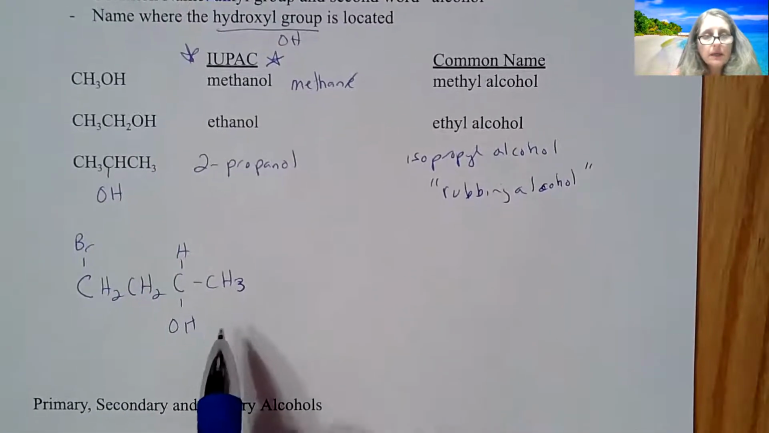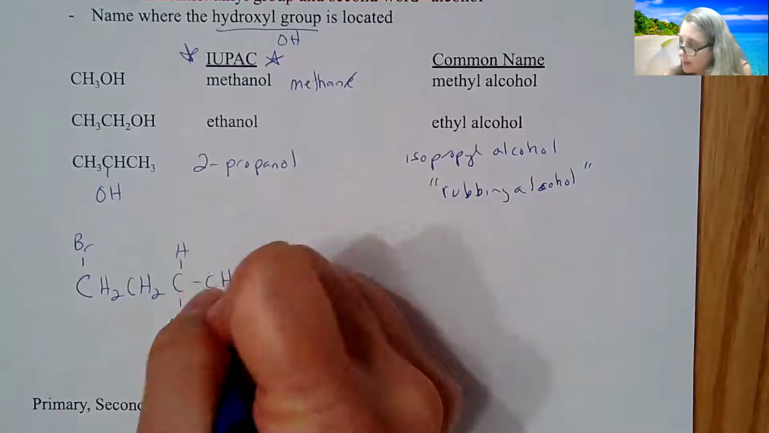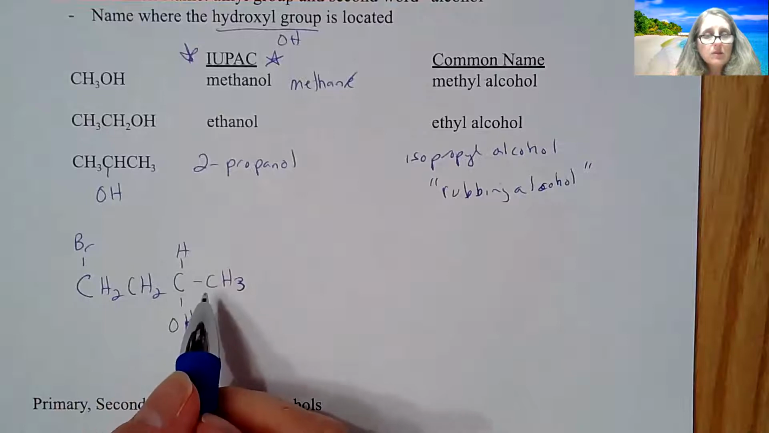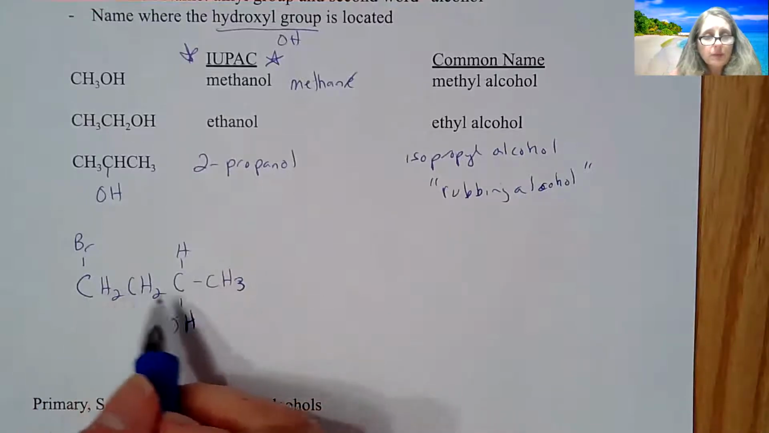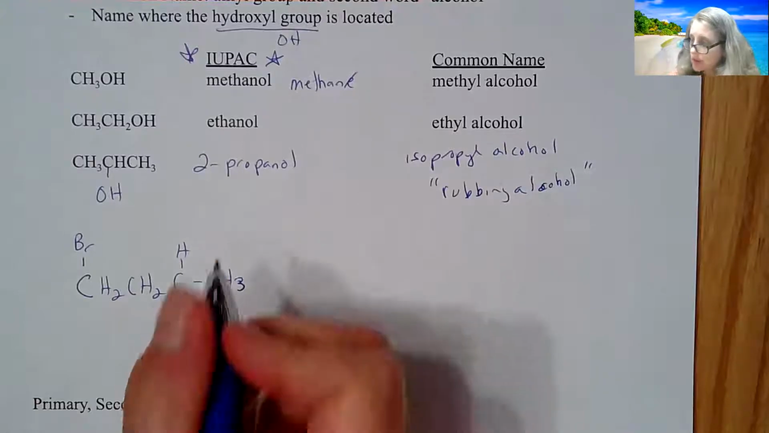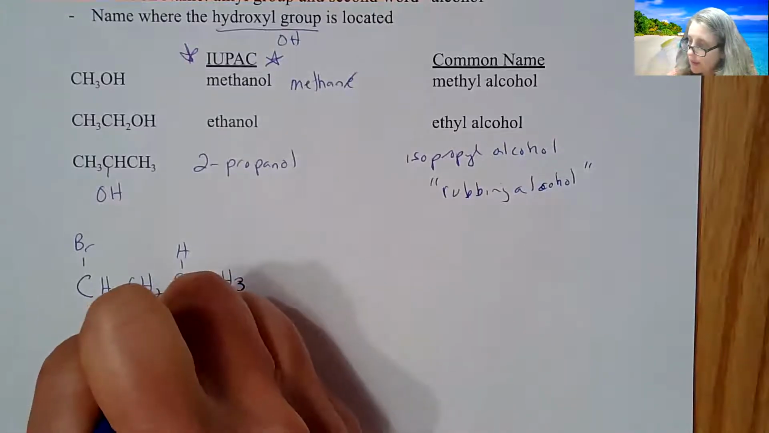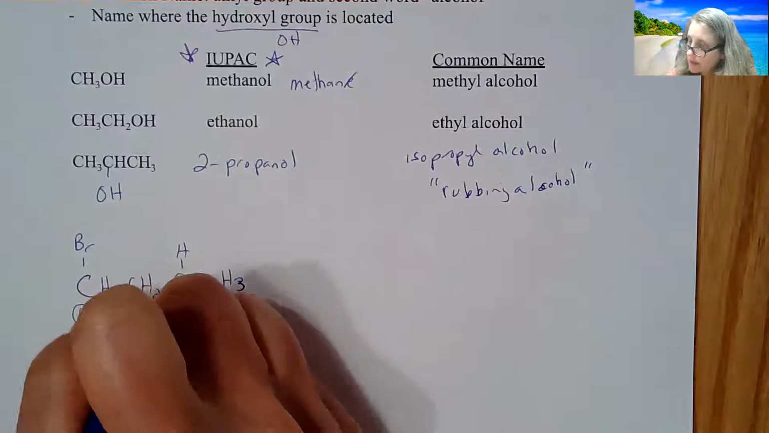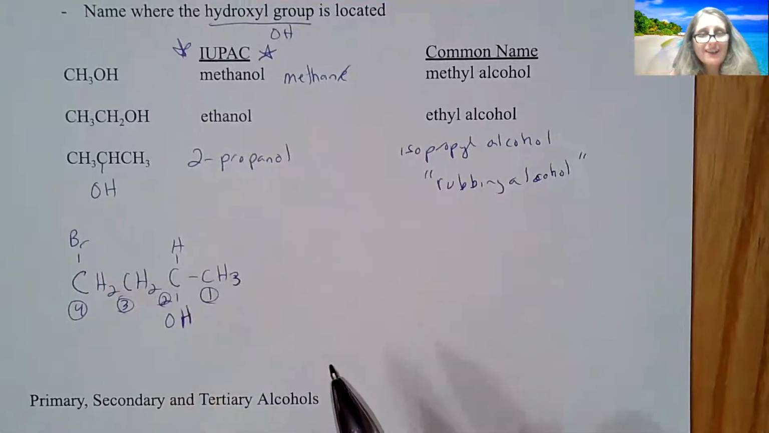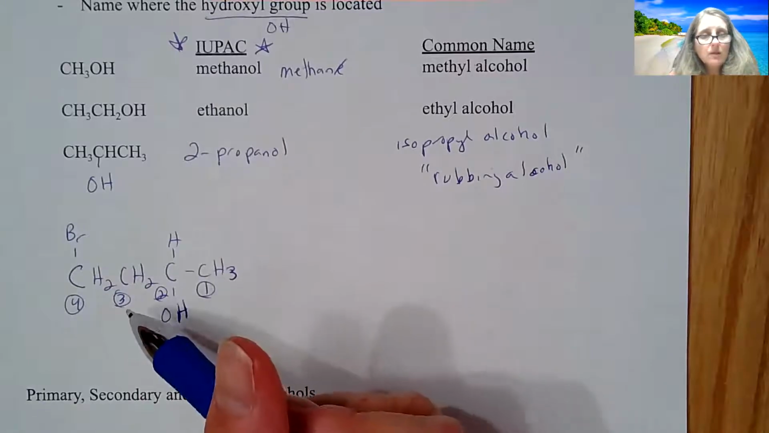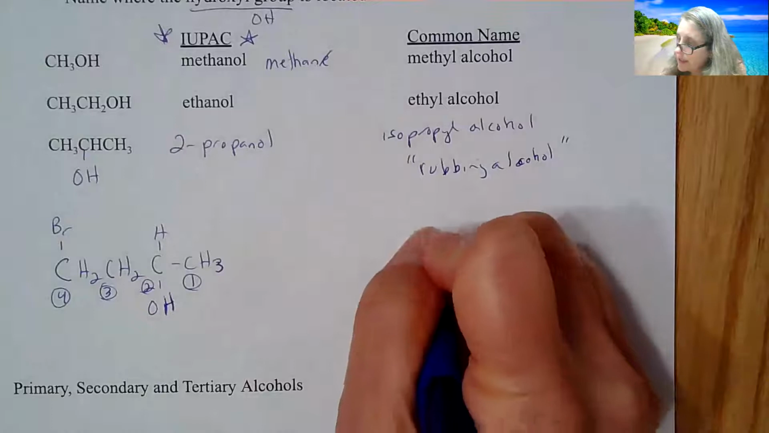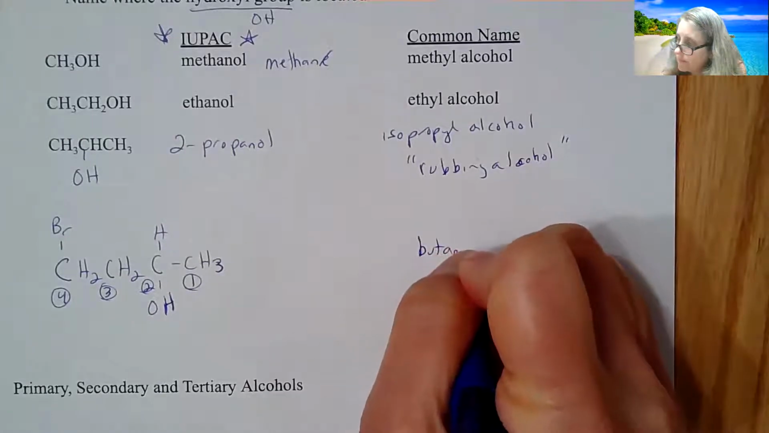Okay, so just like other naming systems, if you had a double bond or a triple bond, you always start wherever that happens to be. So I have 4 carbons in a row, and I'm going to start not where the bromo is, but where the OH is, because that's going to be the dominant partner here. And I'm going to circle these numbers just because it's going to get a little confusing because it's more of a condensed formula here. So I have 4 carbons in a row, so it's going to end in butanol.